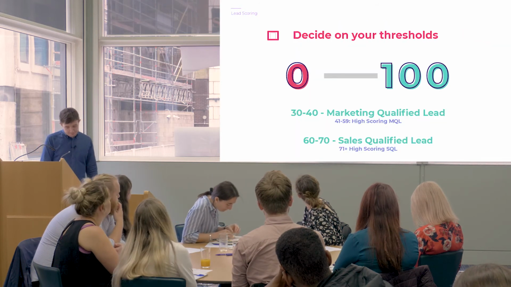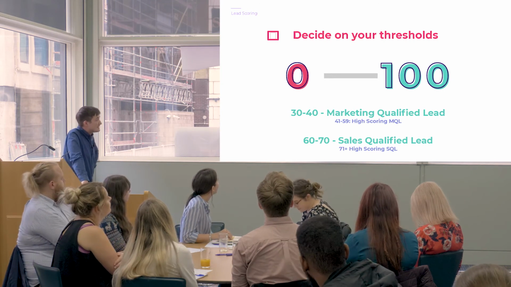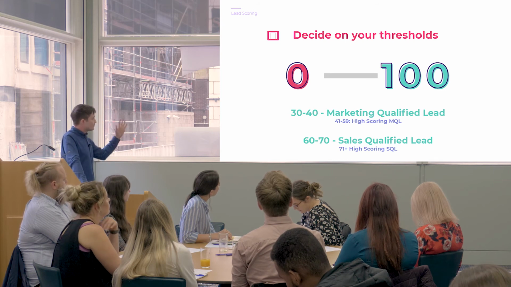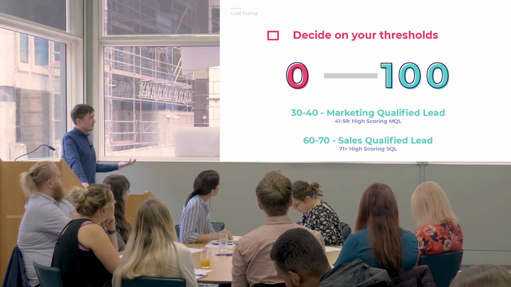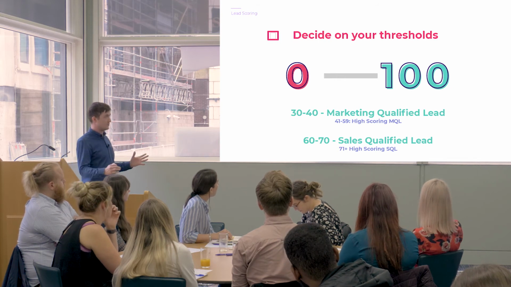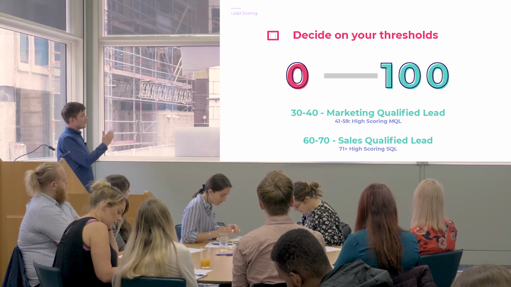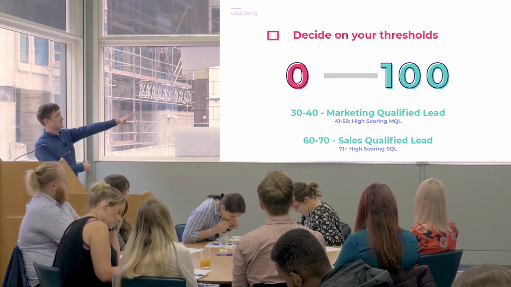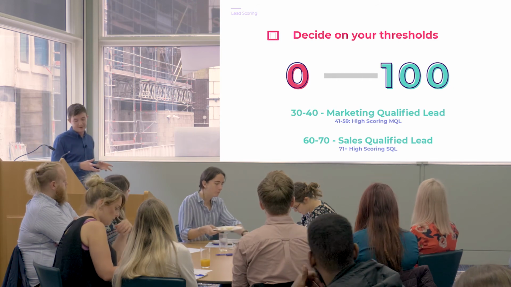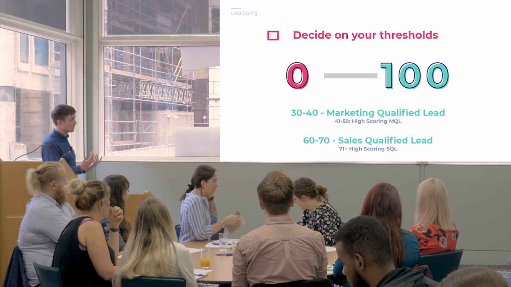Once you've done that, as I've mentioned, decide thresholds. So this is roughly how we look at it as well. So 0 to 100, anything above 30, you might want to, this is just my ideas. Everyone's got their own sales process and a way of doing it, but anything plus 30, MQL, up to 60, so 41 to 60, a high scoring MQL, so somebody that's a really qualified marketing qualified lead, and then anything plus 60 becomes sales qualified.